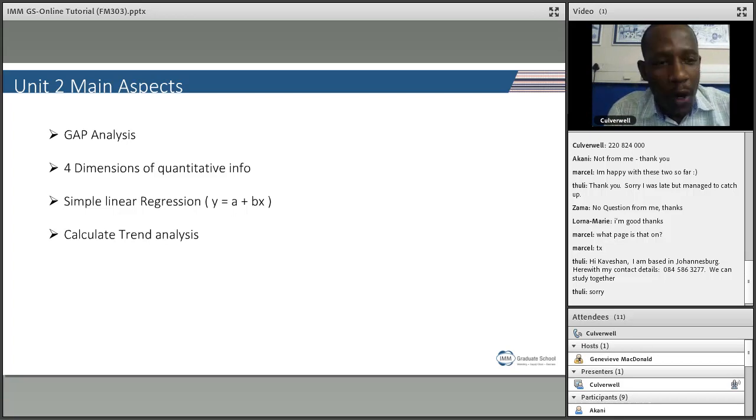You also need to know how to differentiate quantitative information from qualitative information together with your 4 dimensions. Remember your 4 dimensions of quantitative information: your value, volatility, relevance, and timing. So you need to know those in case they give you a scenario like what they did in the assignment. But the thinking could be, what are the 4 quantitative dimensions to forecasting? You should be able to know those.